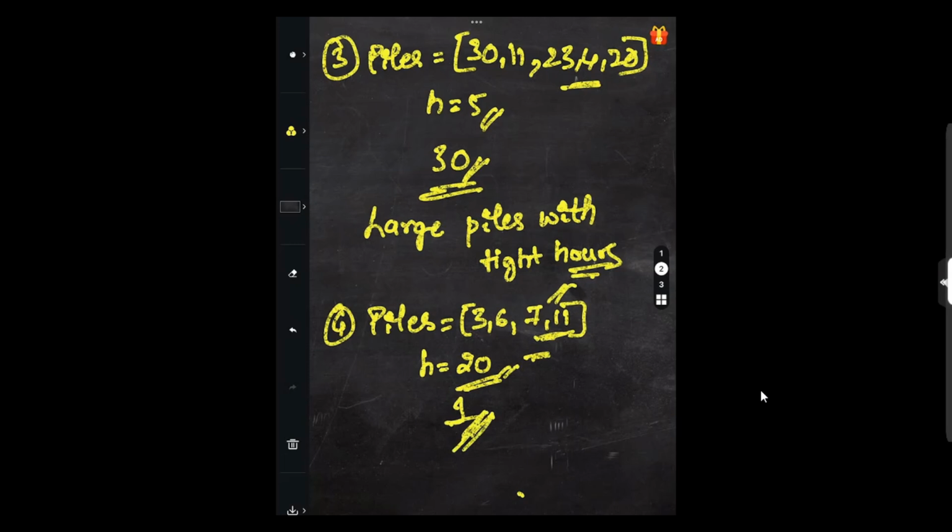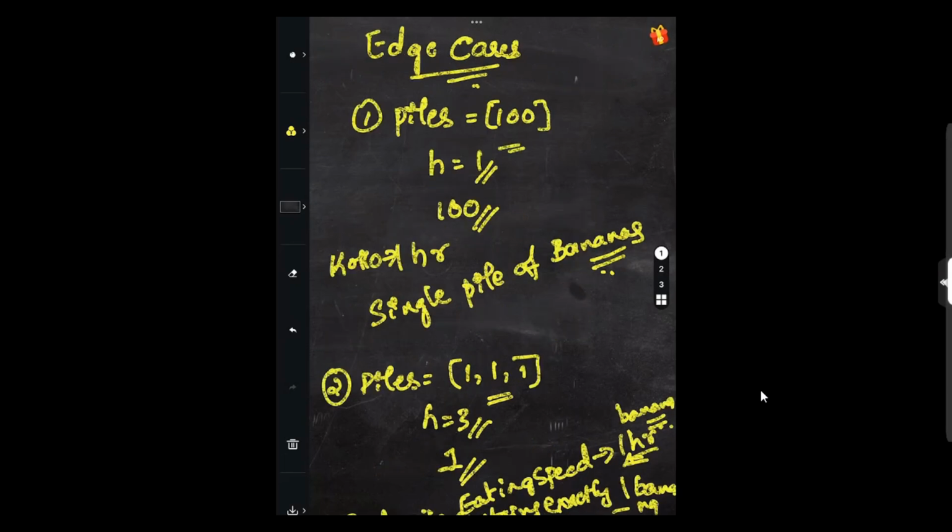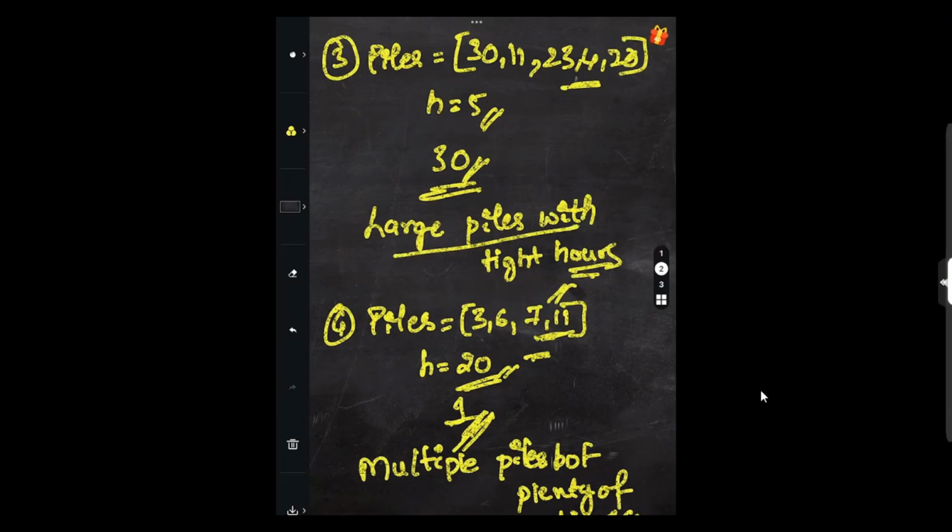So these are the 4 edge cases that we need to consider. This one is multiple piles of bananas, but plenty of time. What are all the edge cases that we considered? First, a single pile of bananas; second, each pile containing exactly 1 banana; third, large piles with tight hours; and the fourth, multiple piles but plenty of time. So these are the 4 edge cases that we have considered.